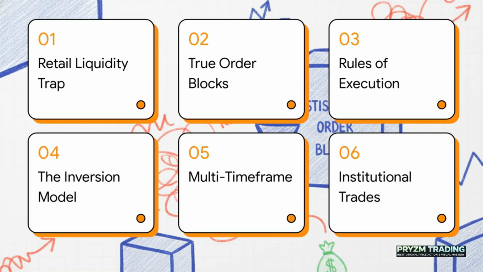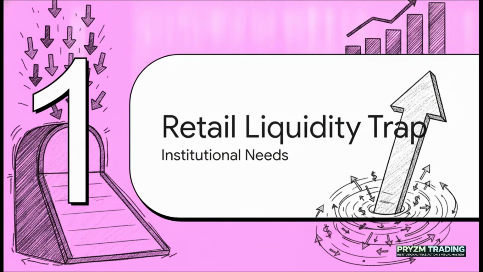Here's our roadmap for today's explainer. First, the retail liquidity trap. Then, defining true order blocks. 4 rules of execution, the inversion model, multi-time frame alignment, and finally, trading like an institution. Let's kick things off with Section 1, the retail liquidity trap.